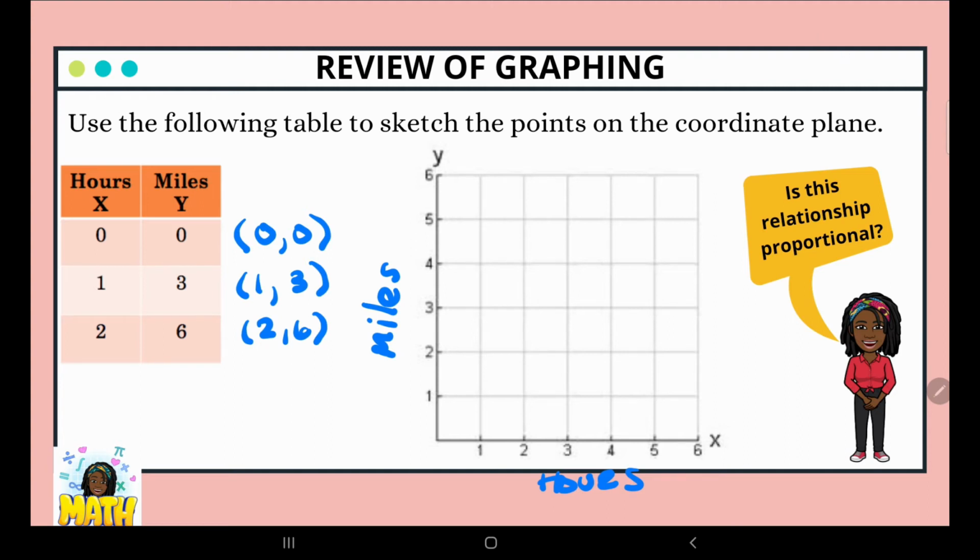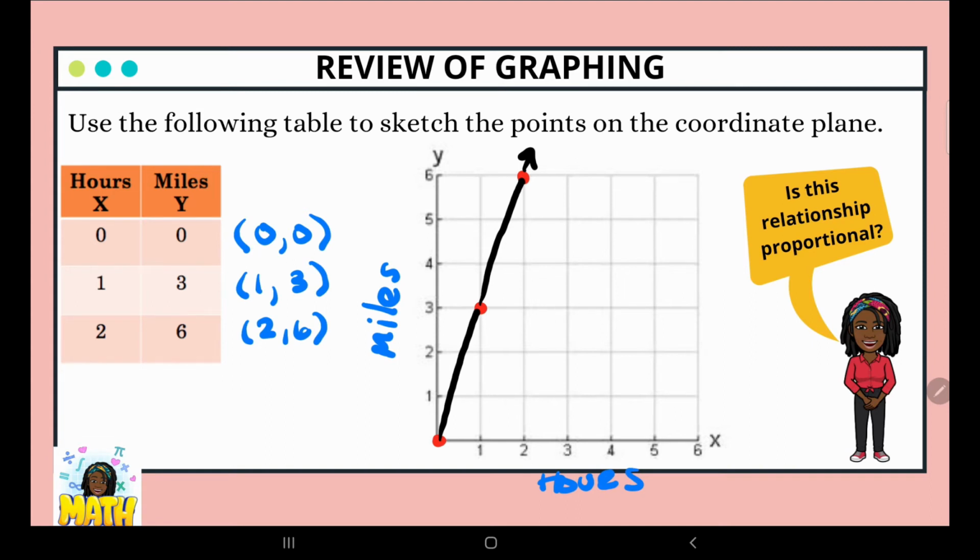Starting with the first one, (0, 0), that's right here in the origin. Now 1 on my x-axis, 3 on my y is the point (1, 3). 2 on my x, 6 on my y is my third point. I can now go ahead and connect these points using a line. I'm going to draw as straight as I possibly can. And whenever we draw a line, we want to put an arrow on the end of it to show that the relationship will continue on.